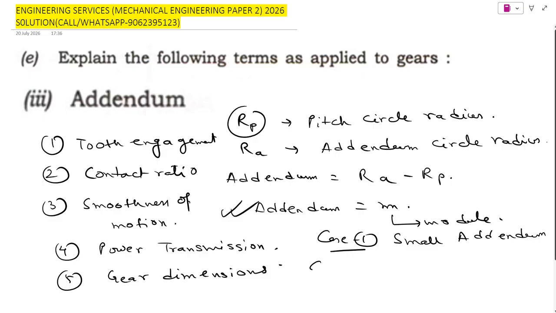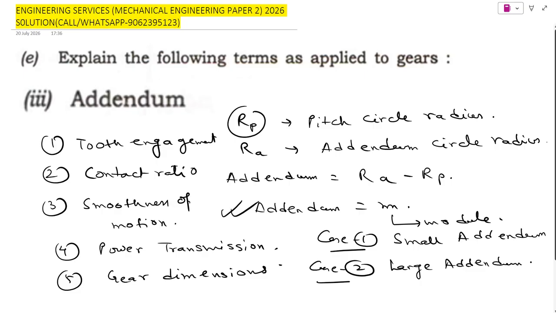Now take case 2, that is large addendum. The advantages are longer contact between teeth, better contact ratio, and smoother transmission. And what are the disadvantages? Increased possibility of interference, the tooth tip becomes relatively weaker, and manufacturing becomes more critical. Therefore, engineers select the addendum carefully to balance smooth operation and interference.